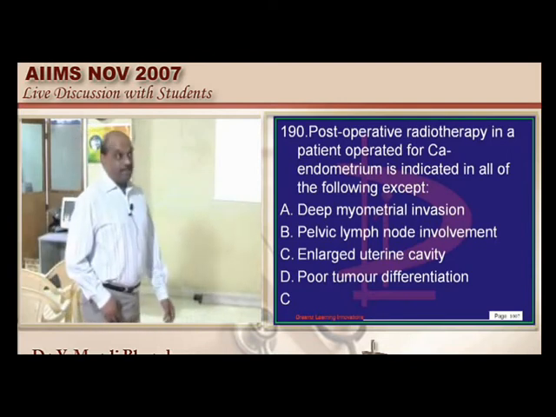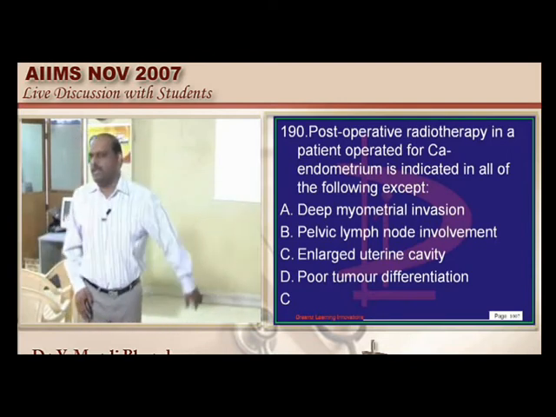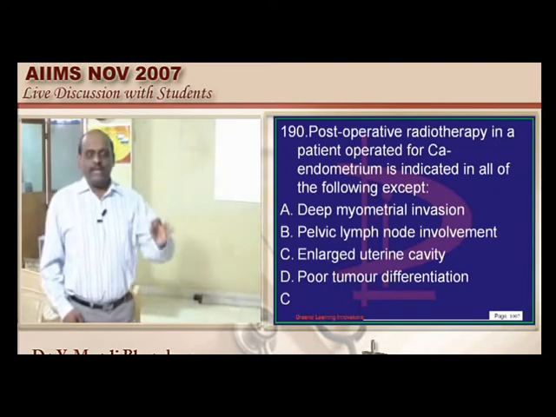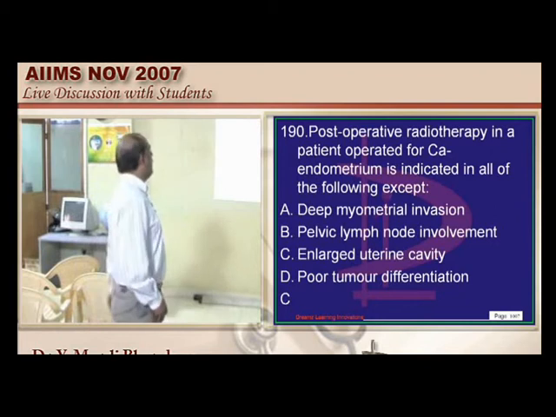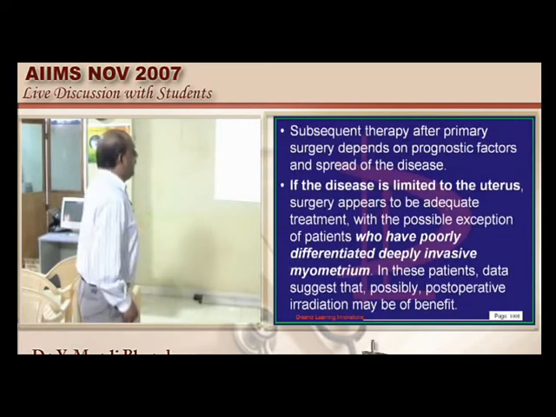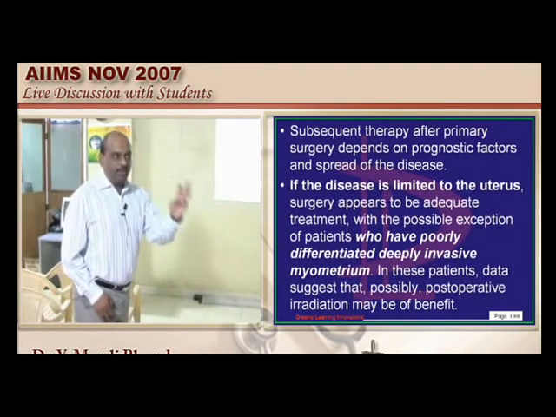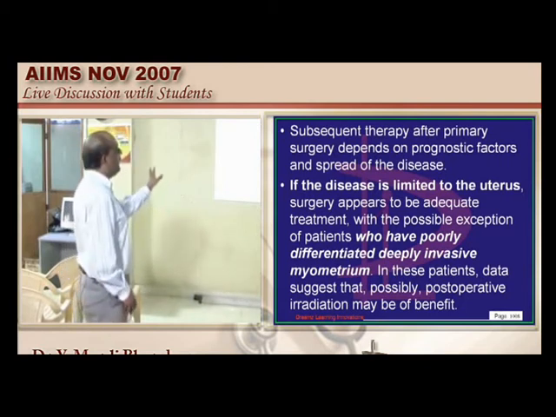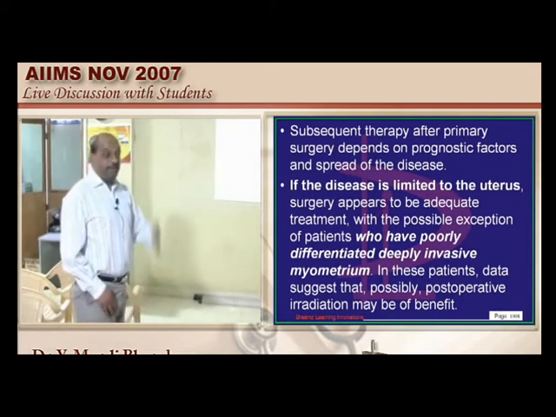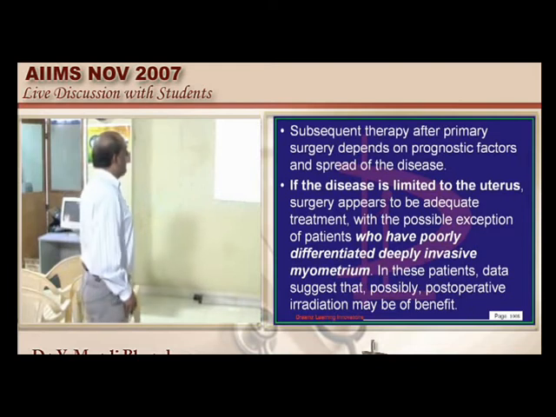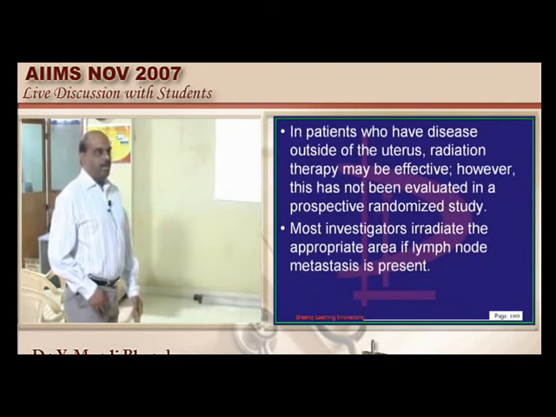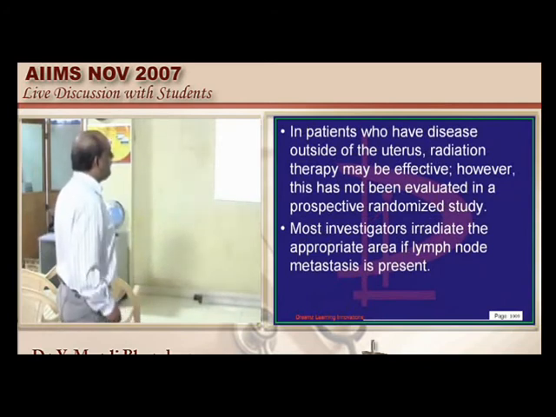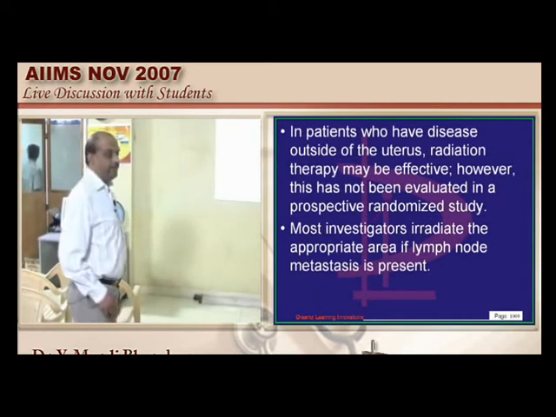So now let us talk about endometrial carcinoma. What is the staging? What are the specific indications for giving radiotherapy in the case of carcinoma endometrium? If the endometrial carcinoma on biopsy is poorly differentiated, if it is deeply invasive into the myometrium, then they require post-operative radiation. Outside the uterus, if it has spread, then radiation is required post-operatively.